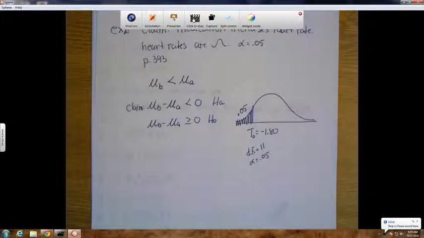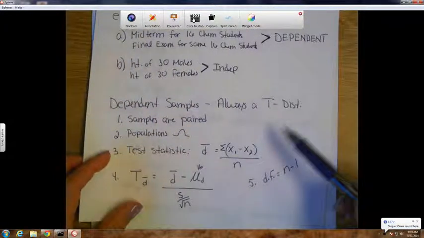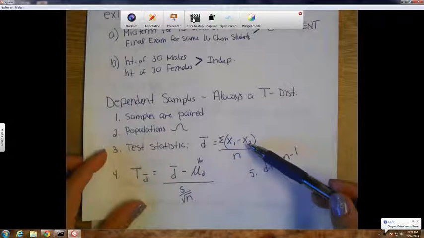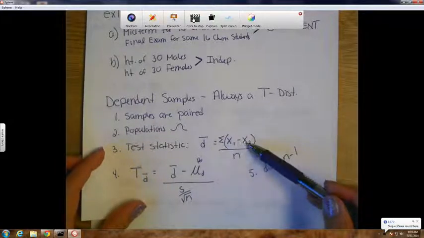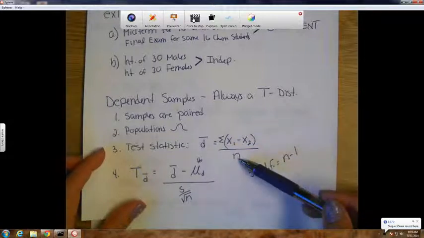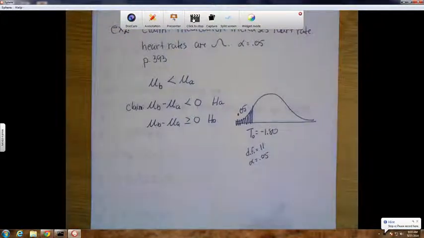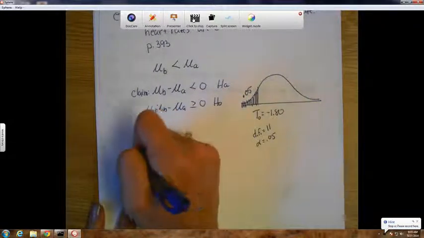All right. So now the work comes in. Now we have to do this D-bar business. The quick way to do this is to use a list, because I need to take each before minus after, add them all up, and then divide by how many I have. The list will make this a less painful process. So, finding D-bar.